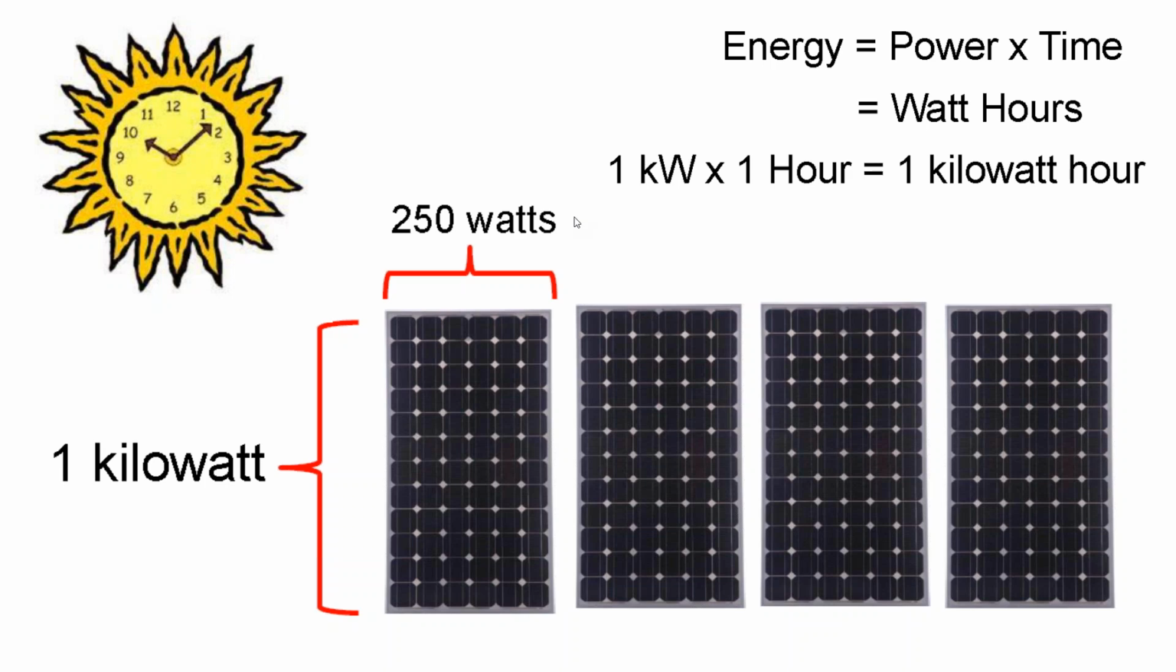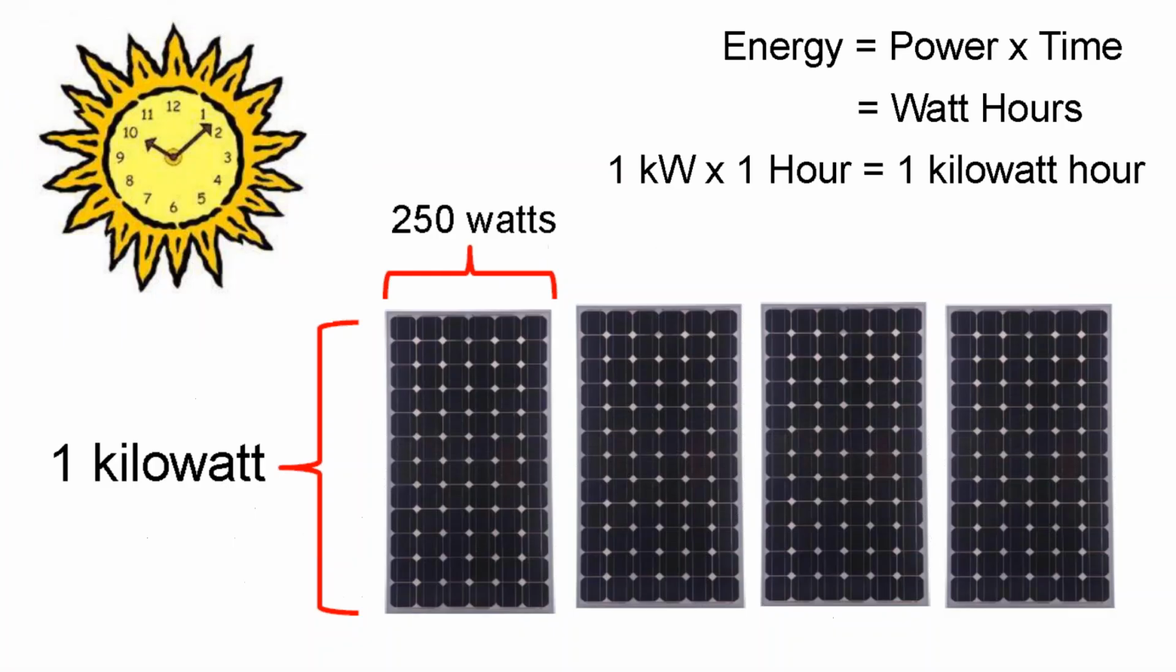Power. How much power does a solar array produce? Well, you look at a 1 kilowatt array. If it were energized for 1 hour, it would produce 1 kilowatt hour of electricity. Let's say you have 250 watt panels, and you have 1, 2, 3, 4 panels. That's a 1 kilowatt array, and if it's energized for 1 hour, it produces 1 kilowatt hour of electricity. That's like the starting point.